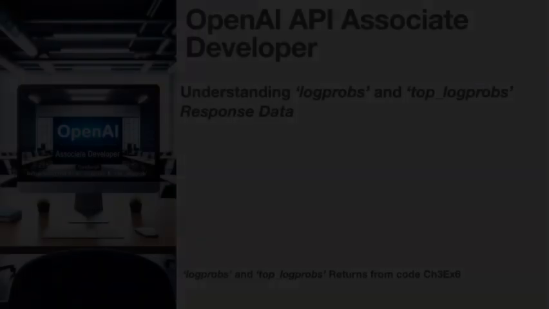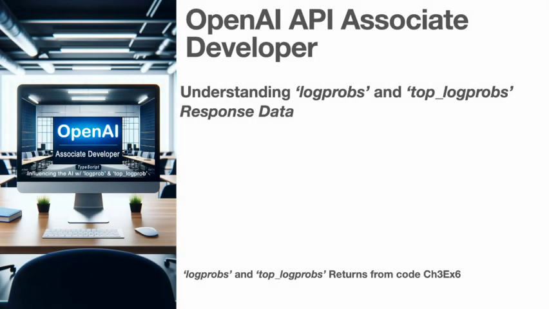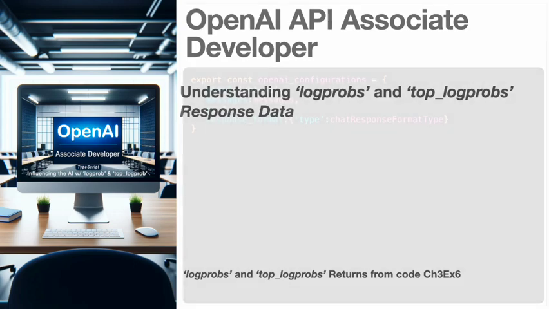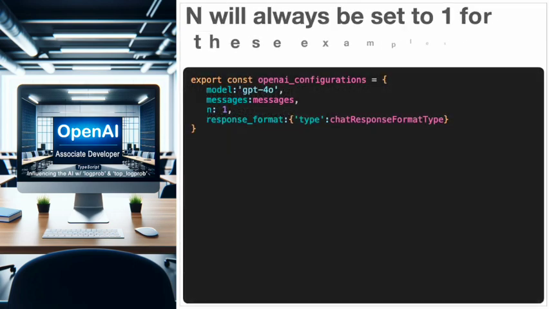Welcome back to the OpenAI Associate Developer course. In this lesson, we'll look at the combinations available between the logprobs and top logprobs configuration settings. We'll focus on the output generated based on the various setting combinations of these two properties. Before we begin, for clarity, we will always have n set to 1 for our examples in this section.